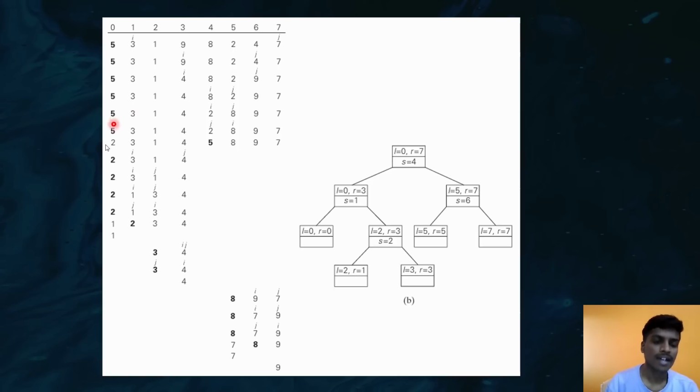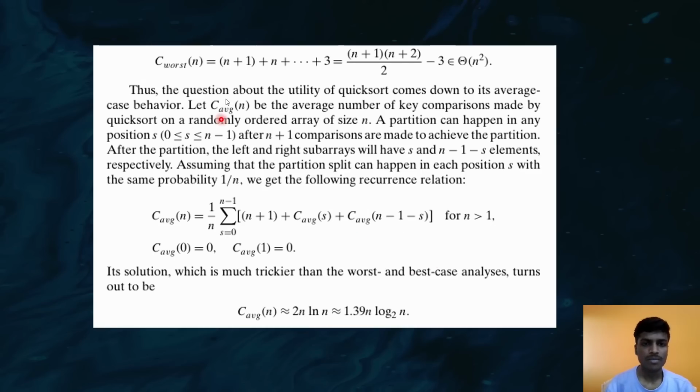Now we take the other partition, which is 2 3 1 4. The 2 is the pivot. Again the same process is carried out, and 2 is swapped. Now 1 2 3 4 is present. Now we combine the partitioned elements and form the sorted elements. So these are the time complexities.